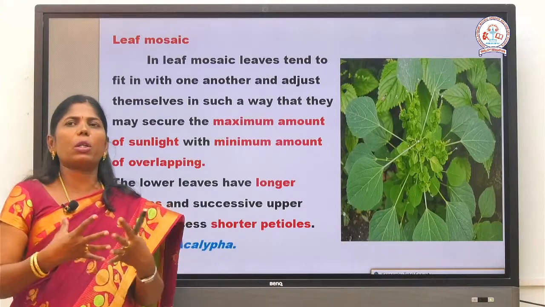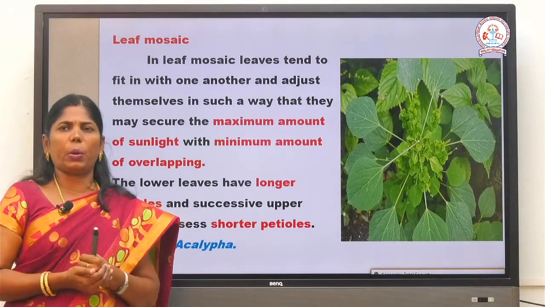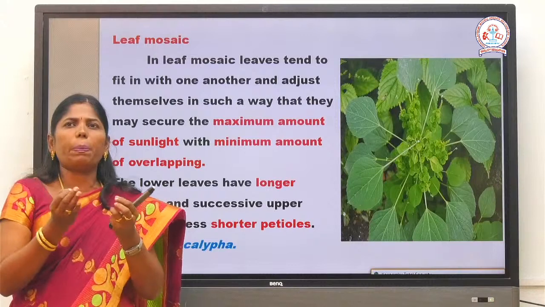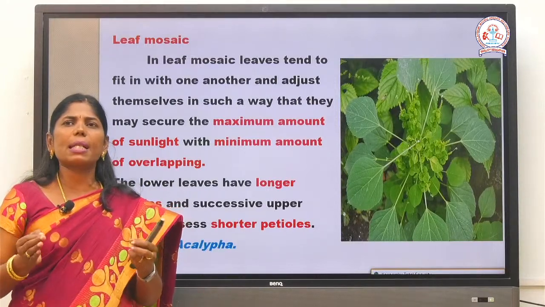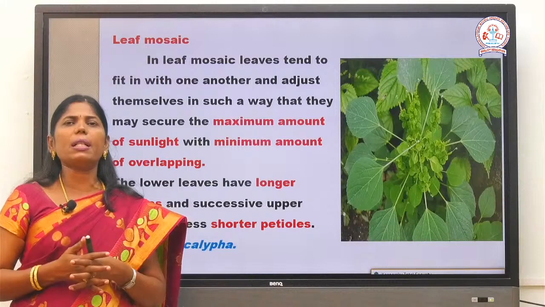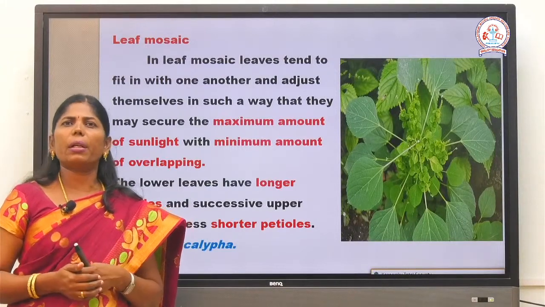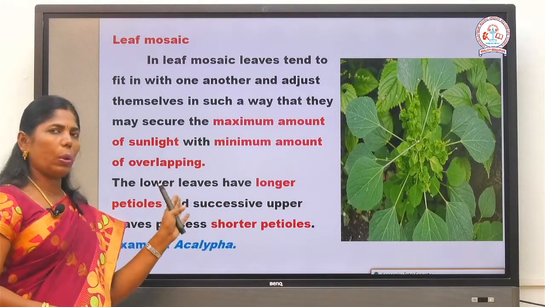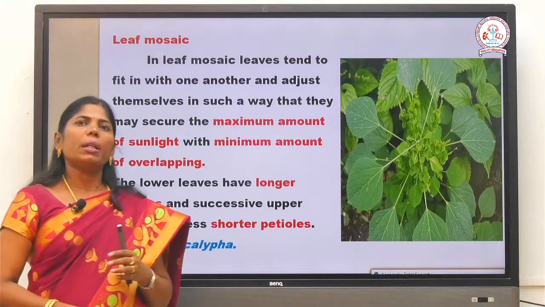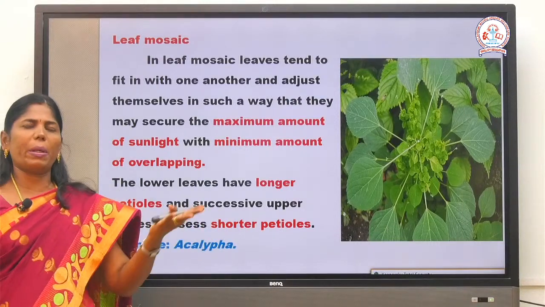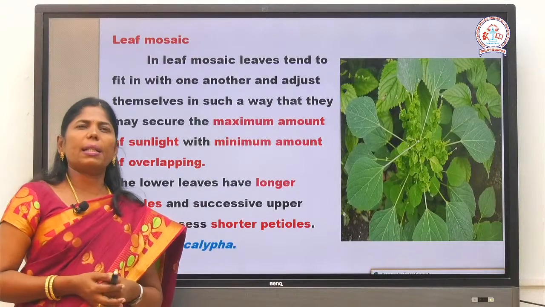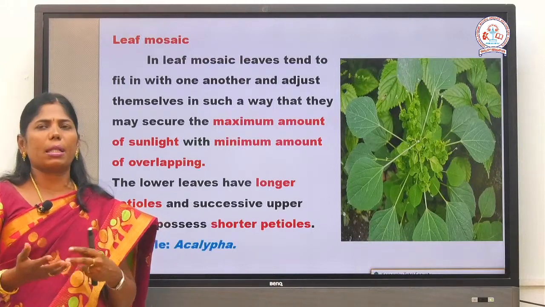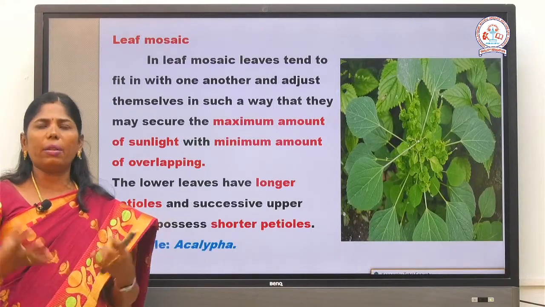The arrangement is such that all the leaves receive sunlight. The lower leaves have long petioles and the upper leaves have short petioles. By this arrangement they can receive the sunlight, so every leaf can carry out its process. Longer petioles are present in the lower leaves, shorter petioles in the upper leaves. By this arrangement they can get light very easily. That arrangement is called leaf mosaic. They adjust by themselves to receive the light they need.